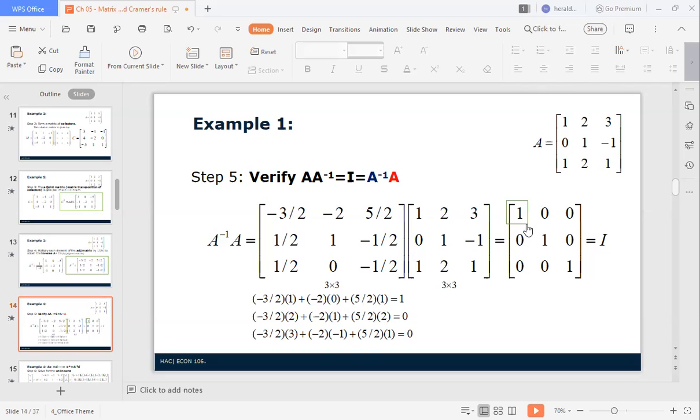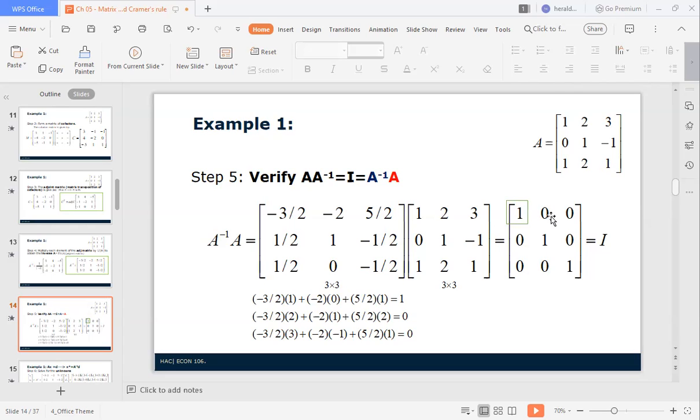Here's an example, class, on how to obtain 1 here. Just a review on matrix multiplication, this is how we're doing it. Remember, I'm quite comfortable with row, column. So what I did was first row, first column, and then you'll arrive with 1. How did we do that? That's negative 3 over 2 multiplied by 1 plus negative 2 multiplied by 0 plus 5 over 2 multiplied by 1, and your answer should be equal to 1. I am completing the answer for this row.